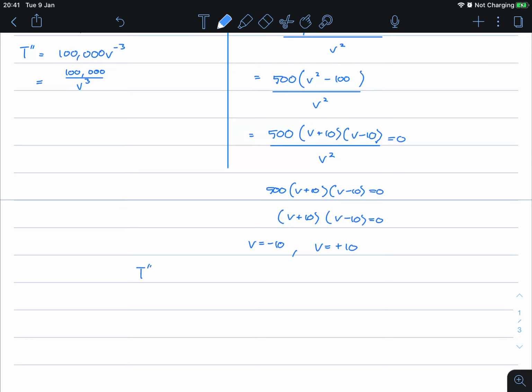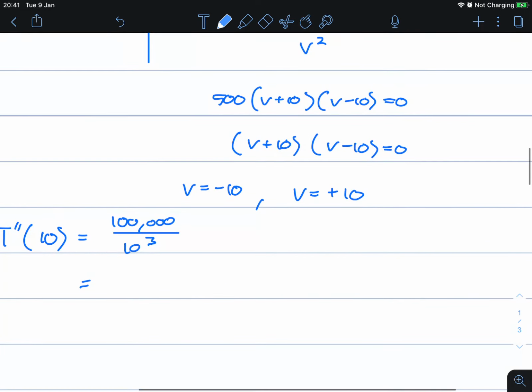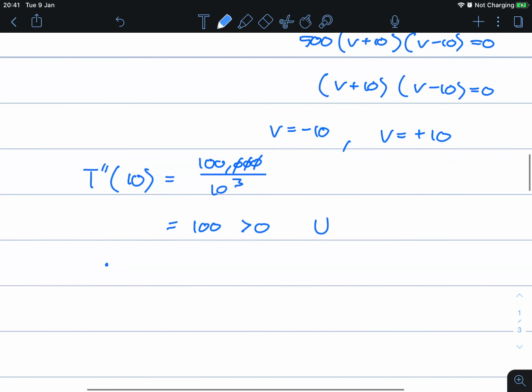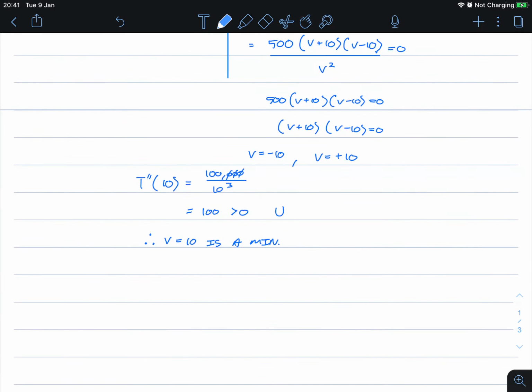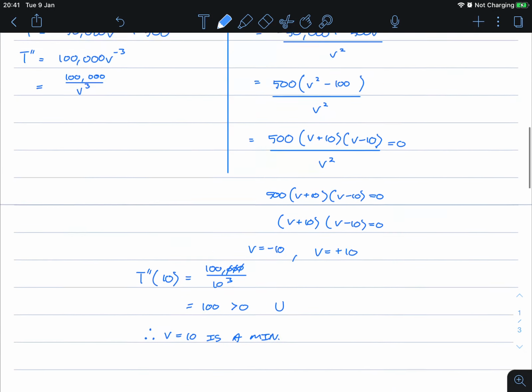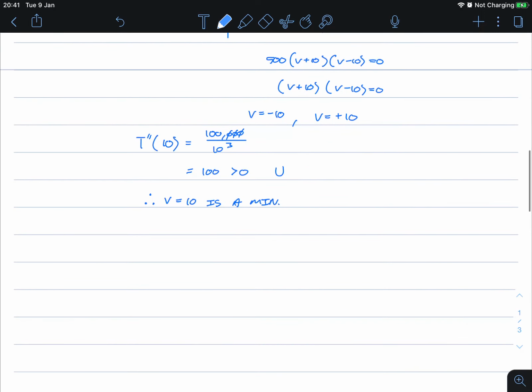So T double prime of 10 is equal to 100,000 on 10 to the power of 3. Well, that's 10 with 3 zeros, so this will cancel, leaving us with 100. 100 is greater than 0, so that's concave up. Therefore, V equals 10 is a minimum. So the speed that will give a minimal cost to the trip is 10 kilometers per hour.